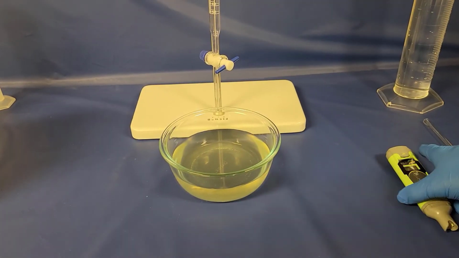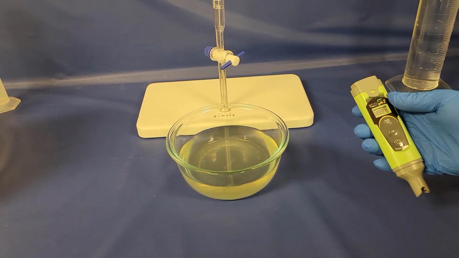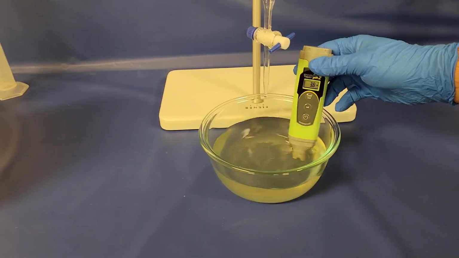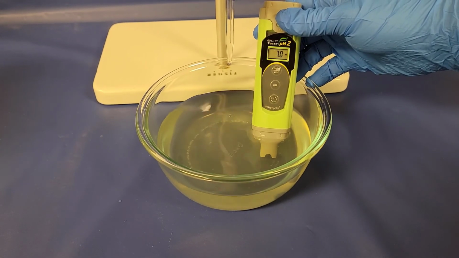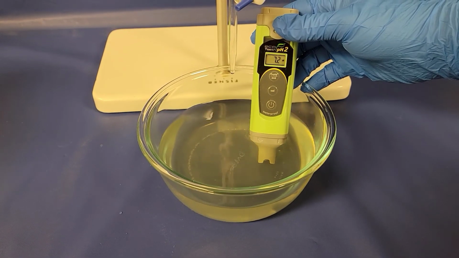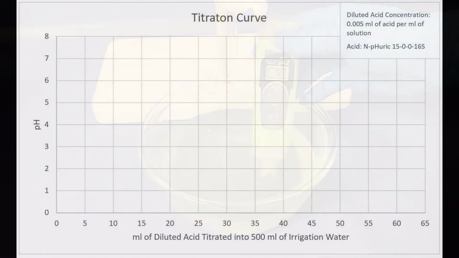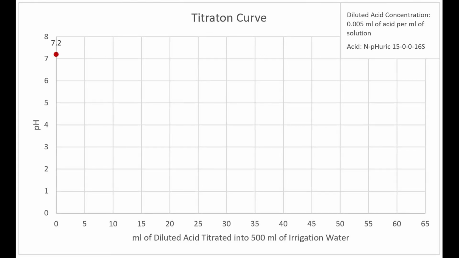All right, so let's start with the pH of our irrigation water with no acid solution added. We'll turn on our calibrated sensor, dip it in the water, swirl it around just a little bit, and see what pH we're starting at. It looks like we have a starting pH of about 7.2. All right, let's plot up our first point. We have not added any acid yet, so this is just the irrigation water, and we found that the pH is 7.2. So let's put that on the graph.